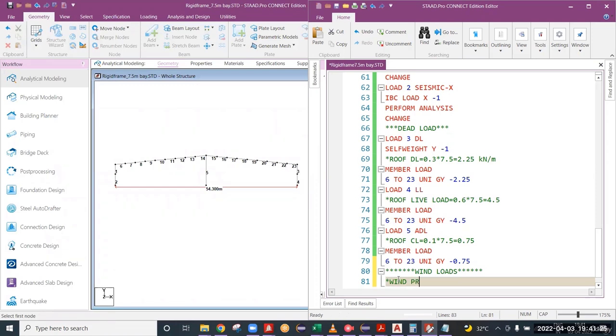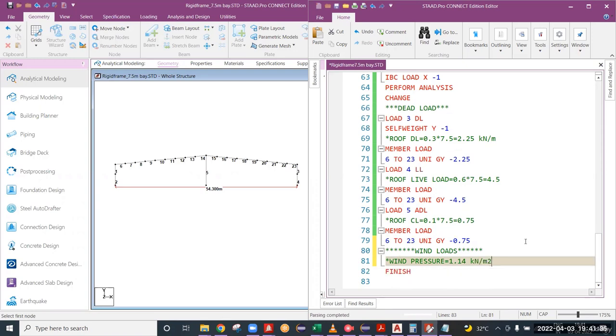Wind pressure: 1.14 kilonewton per meter square. So you have to apply this wind pressure by taking coefficients.